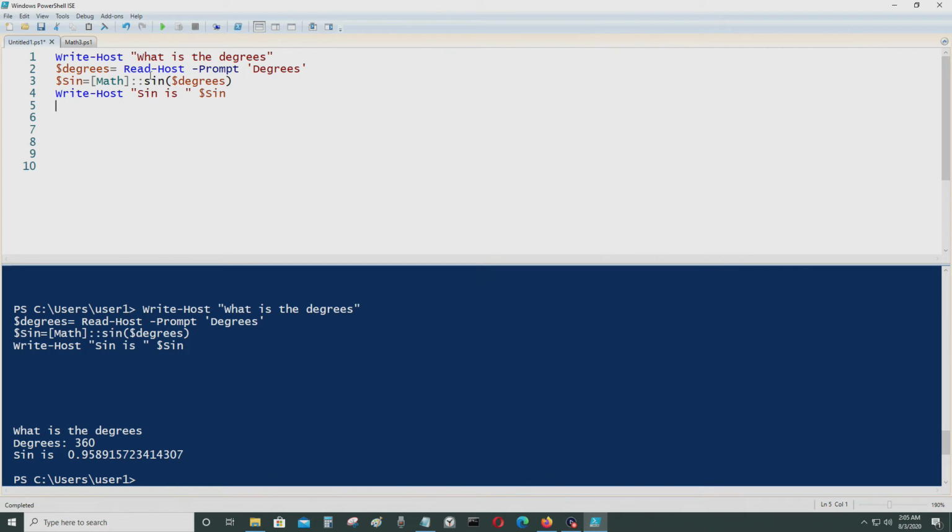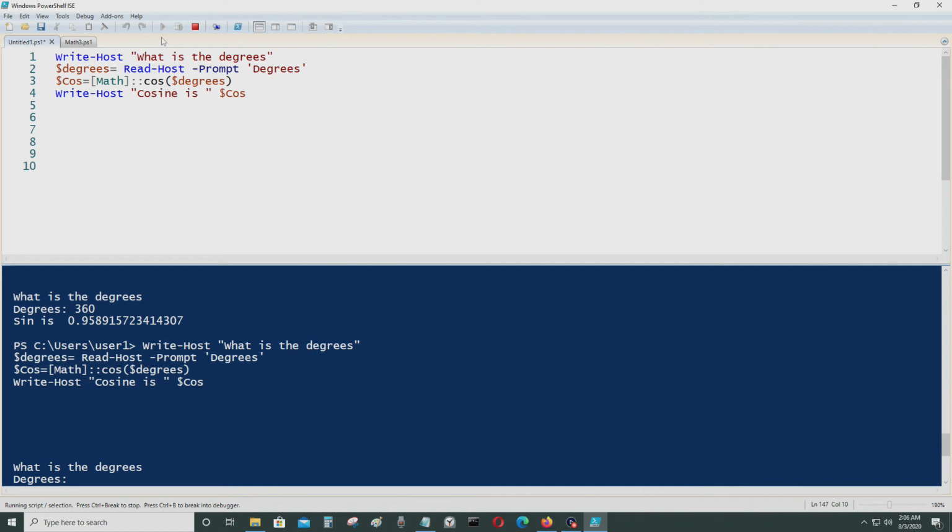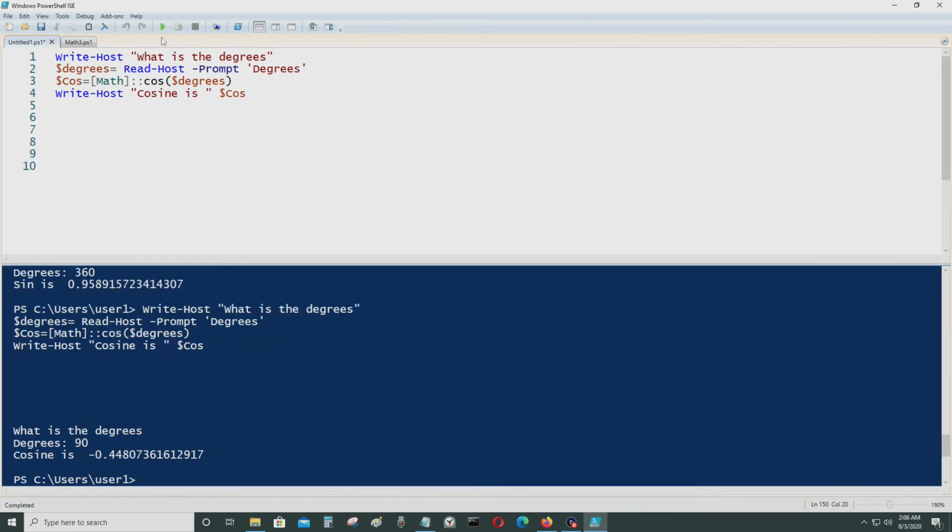We could also use cosine, and tangent as well. Cosine of 90 degrees is negative 0.4480. Okay. Tangent as well and other things. This is how you could do math functions.